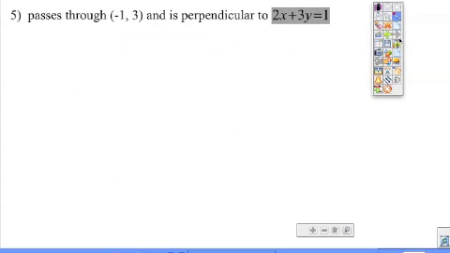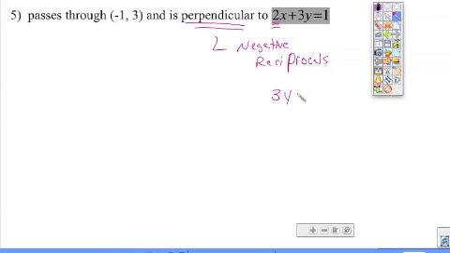Last example, if I want something that is perpendicular to, then I know that I need negative reciprocals as my slopes. So my first task is to find the slope of the line that I want to be perpendicular to. Well, my slope is not going to be 2. I have to put this in slope-intercept form. So I would say 3y is equal to negative 2x plus 1. Divide everything by 3, and I get negative 2/3 x plus 1/3.